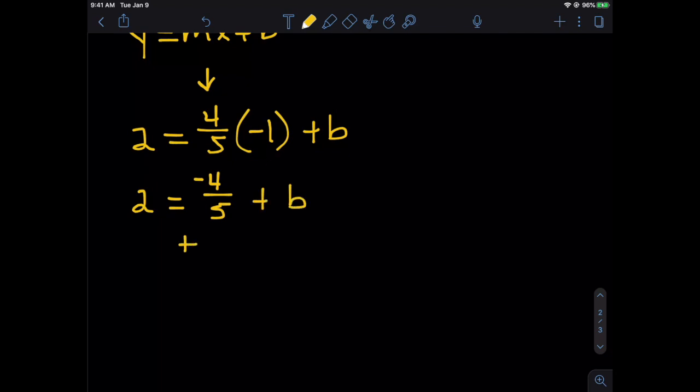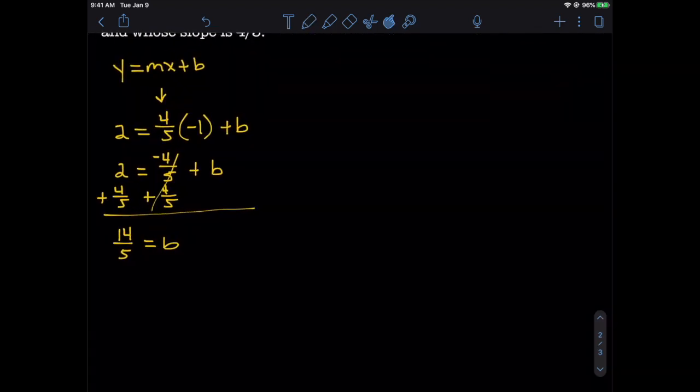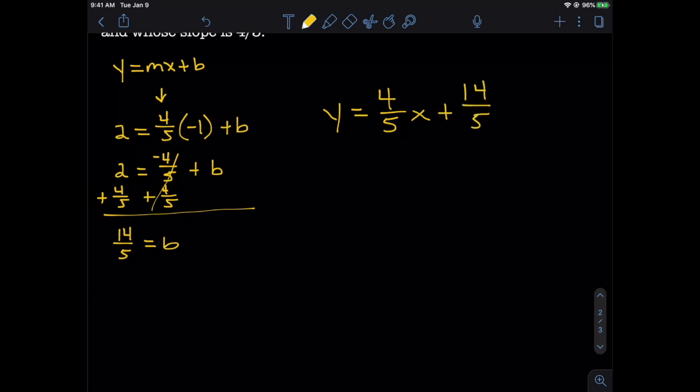To get b by itself, we have to add 4/5 to both sides. To add or subtract a whole number from a fraction, we're going to multiply the whole number times the denominator and then add or subtract the numerator from the product. So 2 times 5 is 10, plus 4 gives us 14 over 5, like we see right here. So b is equal to 14 over 5, and we can write our final equation. y is equal to 4/5 x plus 14 over 5.